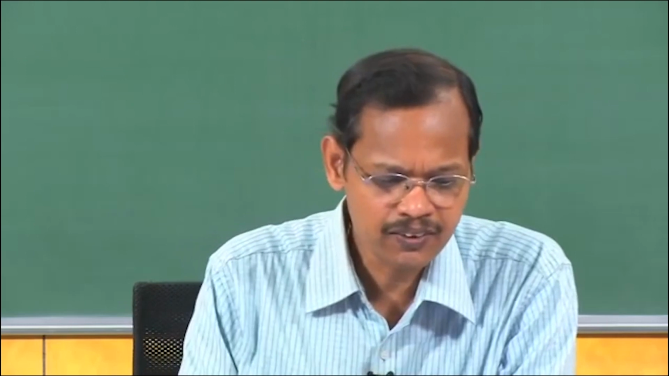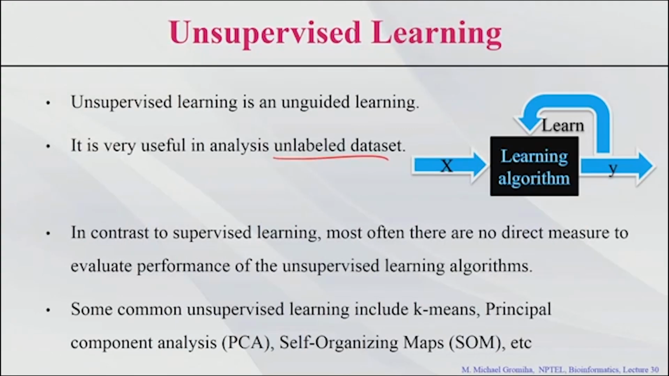Now, you can see unsupervised learning. It is an unguided learning, useful mainly for unlabeled data sets. If you do not know the output, you can use it for any unlabeled data set. In contrast to supervised learning, here there is no direct measure to evaluate the performance of unsupervised learning algorithms. Some of these methods are k-means clustering, principal component analysis, self organizing maps and so on. These are the various methods.